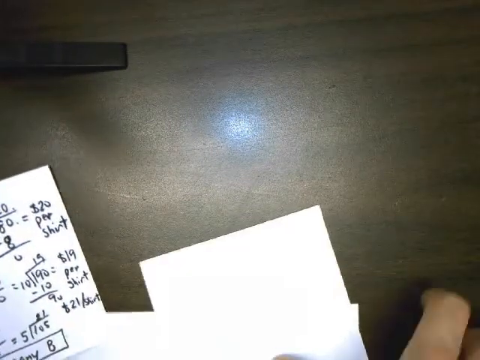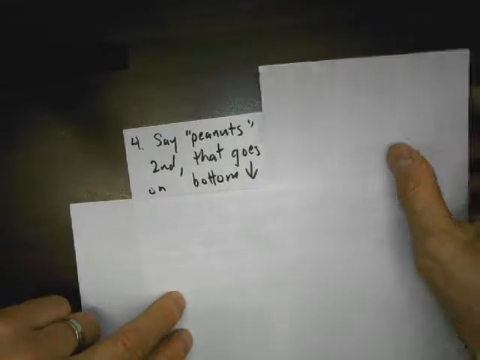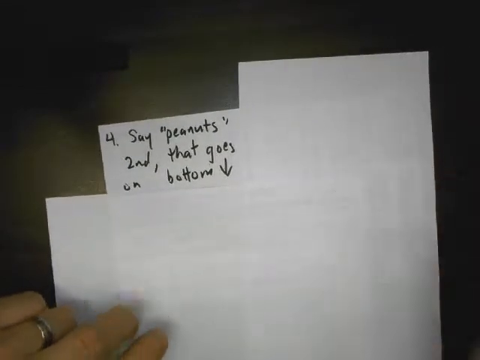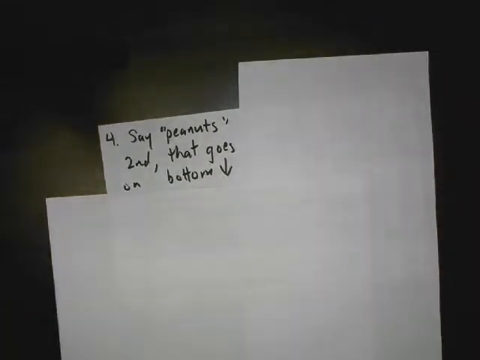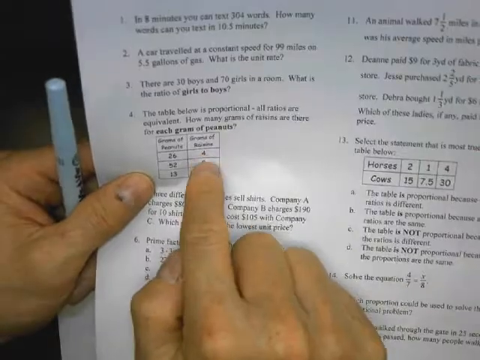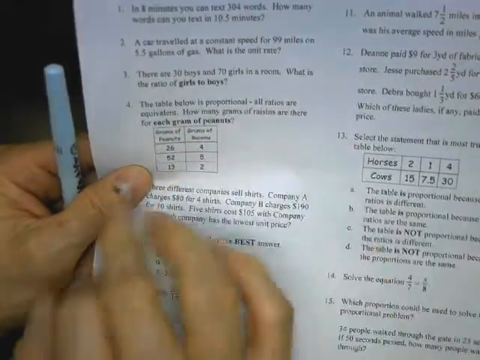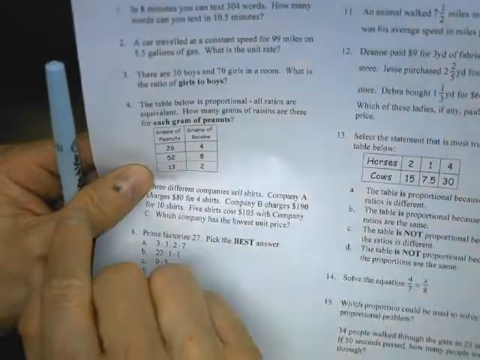Number 4 says the table below is proportional, which means all the ratios are equivalent. So it says how many grams of raisins are there for each gram of peanuts. So since they said peanuts second, that's going to go on the bottom. Now normally, if we had to write an equation for this or find the unit rate, we always put the second one or the y on top, right? But this is a special question. And I gave you a hint because I put it in bold.